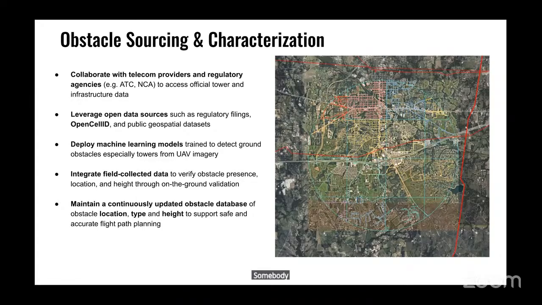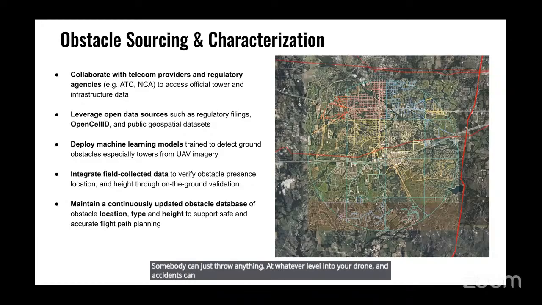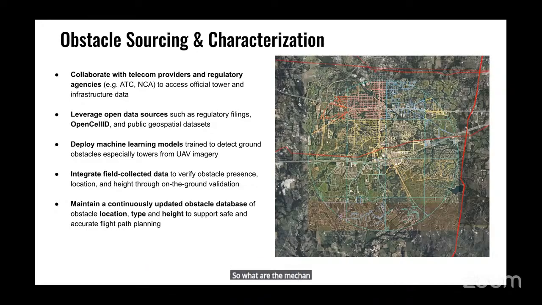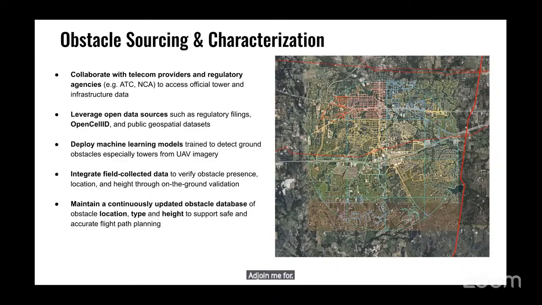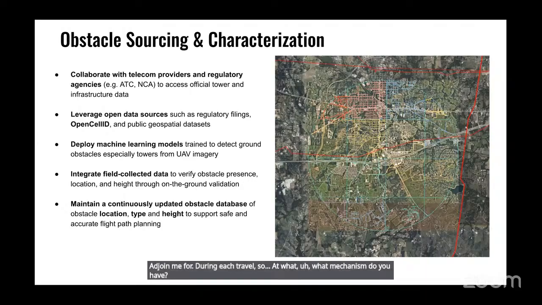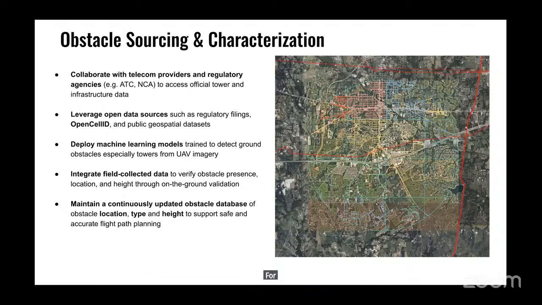Somebody can just throw anything at whatever level into your drone, and accidents can happen. So, what are the mechanisms available for accident response and recovery? Whilst the hospital is waiting for the medicine, maybe 10, 20 minutes, anything can happen, and a drone may fall during its travel. So, what mechanism do you have for these circumstances? Thank you.